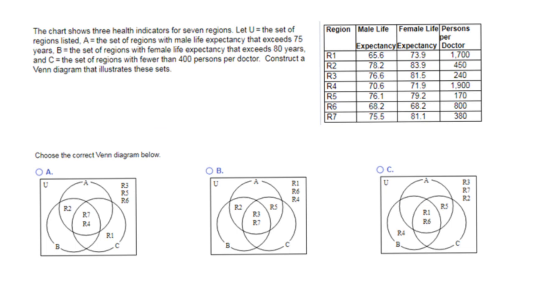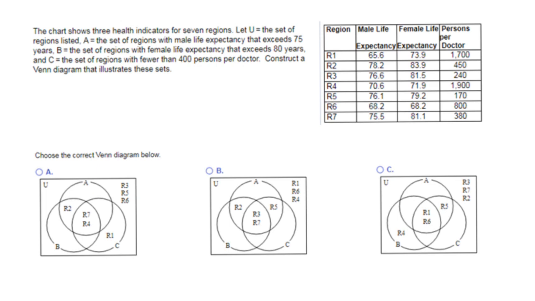The chart shows 3 health indicators for 7 regions. Let the universal set, the set of regions, equal the set of regions listed. So set A, the set of regions with male life expectancy that exceeds 75 years. B is equal to the set of regions with female life expectancy that exceeds 80 years. And set C is the set of regions with fewer than 400 people per doctor. Construct a Venn diagram that illustrates these sets.